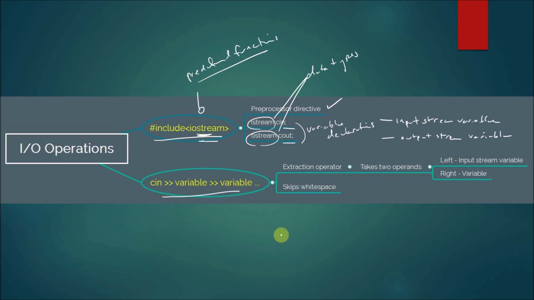Here we have the cin variable. Remember, this is our input stream variable. This is the extraction operator. And this, for now, is going to be simply a simple data type, like int, char, if you recall, double.